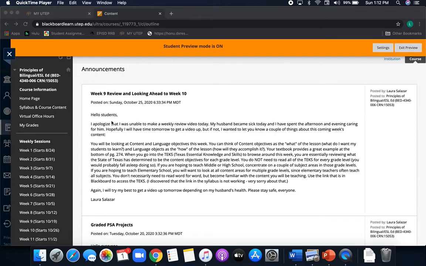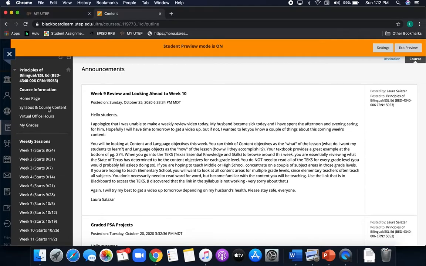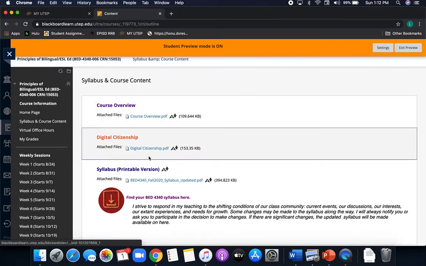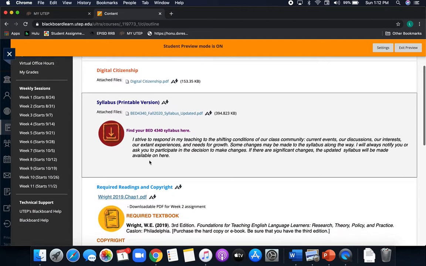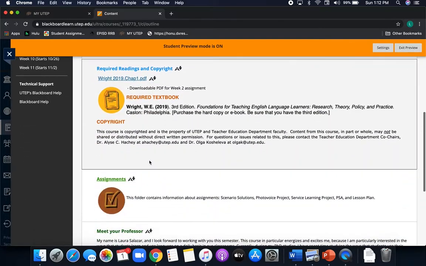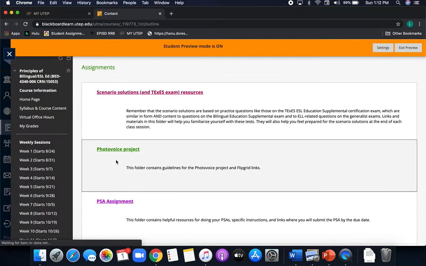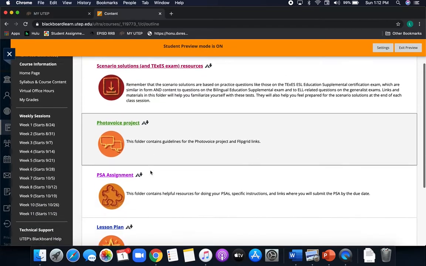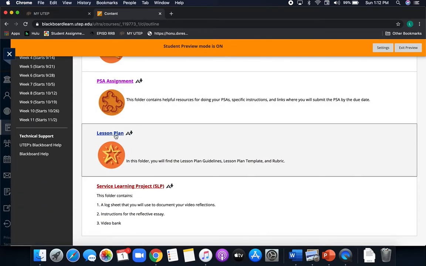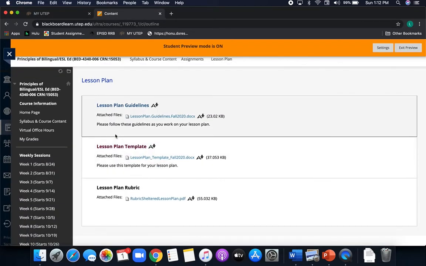All right, so I am here in the home page of our course, and if I come over here to syllabus and course content, this is again where I'm going to find the main pieces of the course, and I'm going to come down here to assignments. And I'm going to scroll down until I find the lesson plan assignment. And this is where you're going to find the main pieces of this assignment.